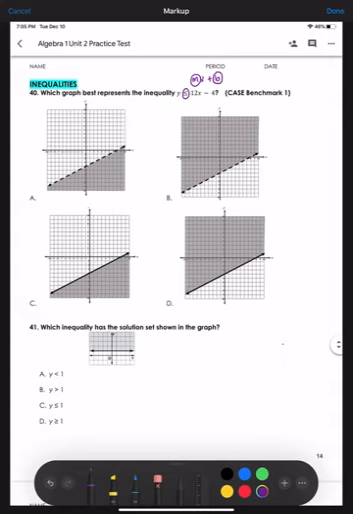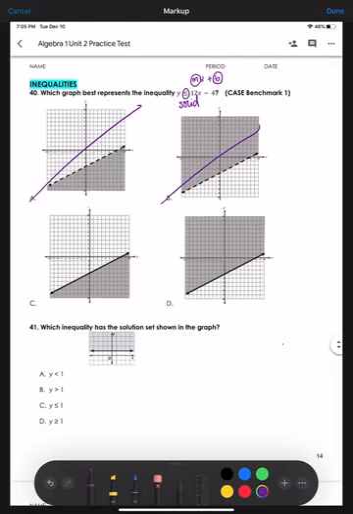So this is less than or equal to. Because it has the equal to symbol, it's going to be a solid line. So automatically that means I can get rid of A and I can get rid of B because those have dotted lines. So those are automatically wrong. Then if I look at things that are different between these two, C is shaded down and D is shaded up.